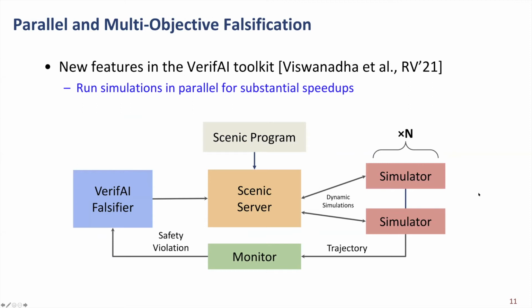Okay, so just the last thing that I want to mention briefly, as Sanjit also mentioned before, we have a paper appearing in RV this week, which our colleague Kesav Viswanathan presented on Monday, with some new features in the Verify toolkit to help with falsification. One is now Verify has the ability to run multiple simulations in parallel. And since the simulation time for most of the use cases is the bottleneck here, that can greatly increase the number of samples that falsification can generate.